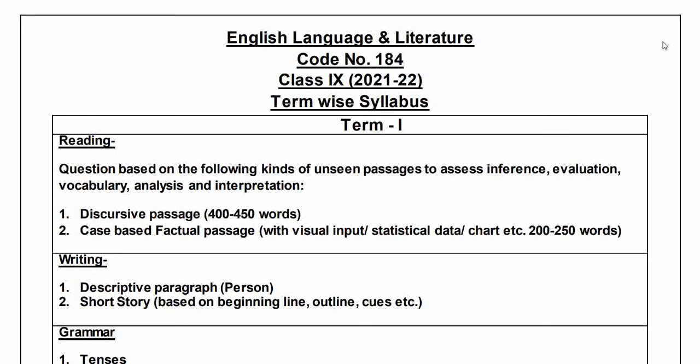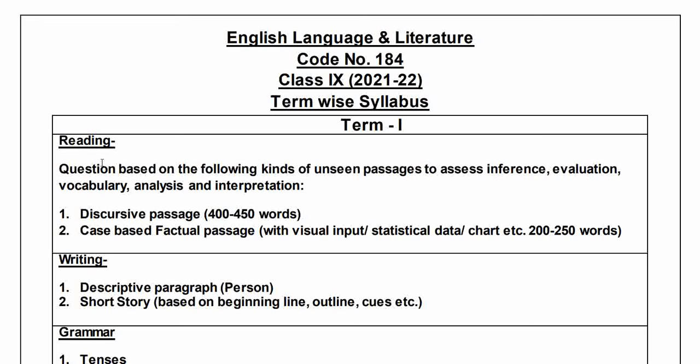CBSE is conducting the term 1 examination by November-December of 2021 and the term 2 examination by February-March of 2022. So let us go through the syllabus and the marks weightage for the grade 9 syllabus.